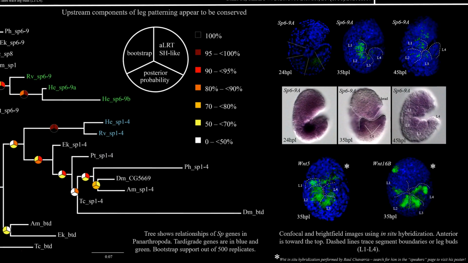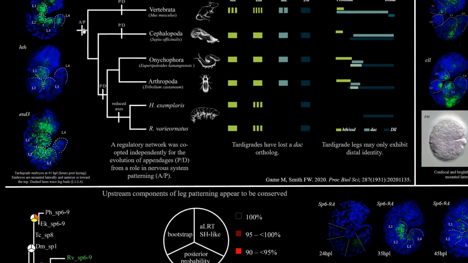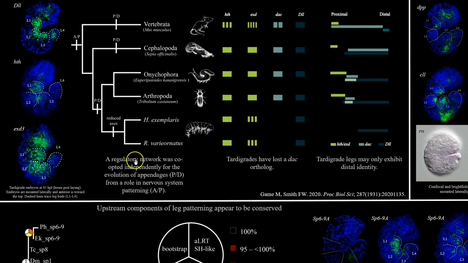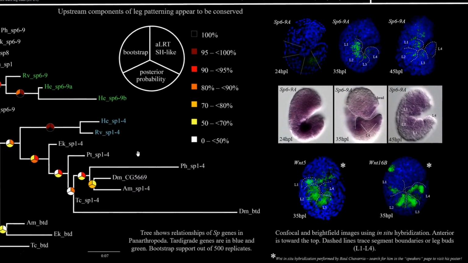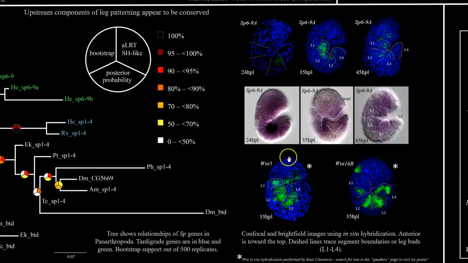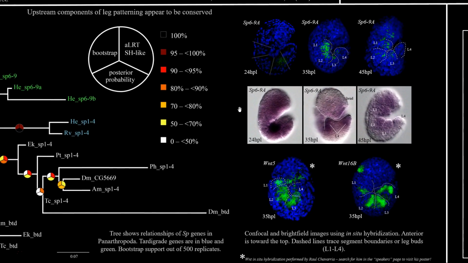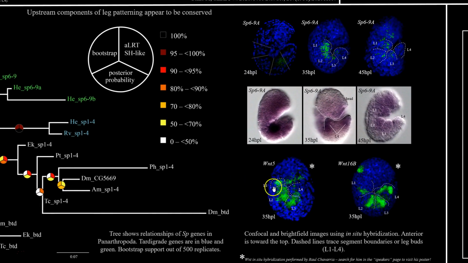More recently, I've been focusing on upstream components of tardigrade leg patterning. In other animals, the gene SP69 is an activator of Distal-less, this important leg gap gene. My in situ results show a pattern that is very similar to that of Distal-less at these developmental stages in tardigrades. Other components to consider are the Wnt genes. Here I have confocal images of Wnt5 and Wnt16.